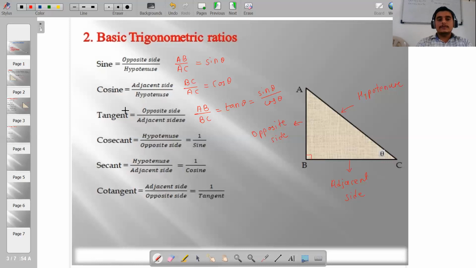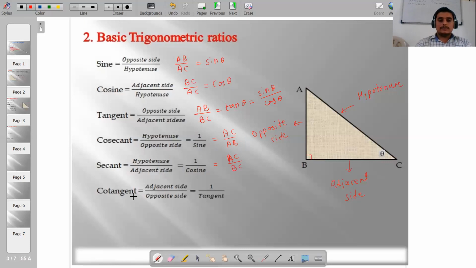These are the fundamental trigonometric ratios, and the successive ratios are defined as reciprocals of the above ones respectively. For example, cosecant is defined as hypotenuse upon opposite side, which is equal to 1 upon sine theta. So as per the diagram, this will be AC divided by AB. Similarly, secant is the reciprocal of cosine, which is hypotenuse upon adjacent side. So it will be AC upon BC.